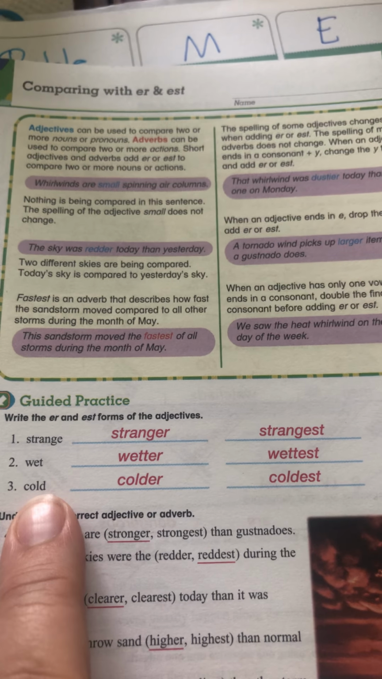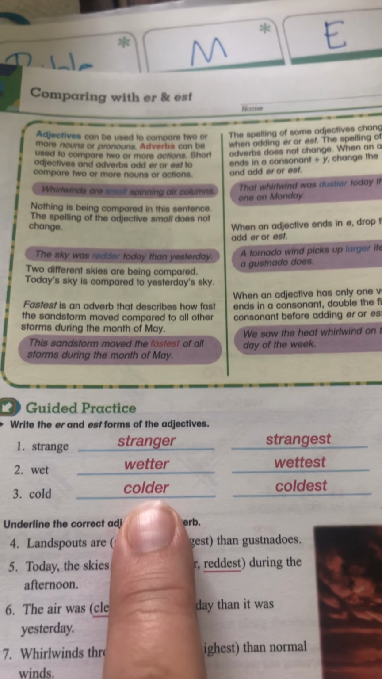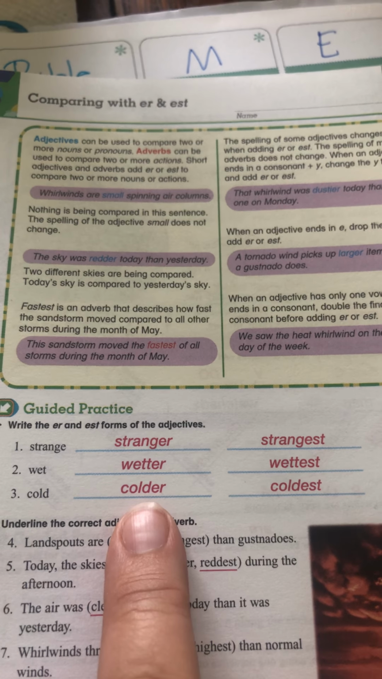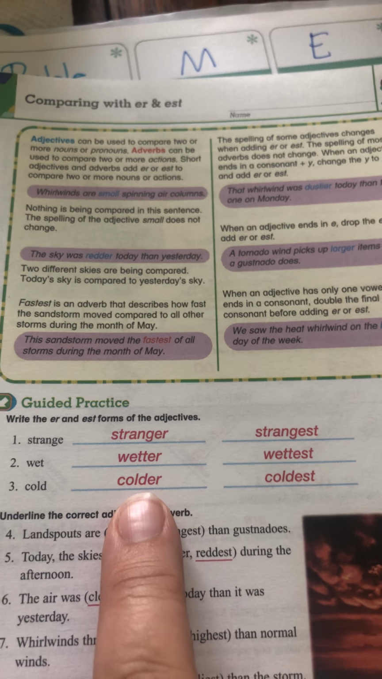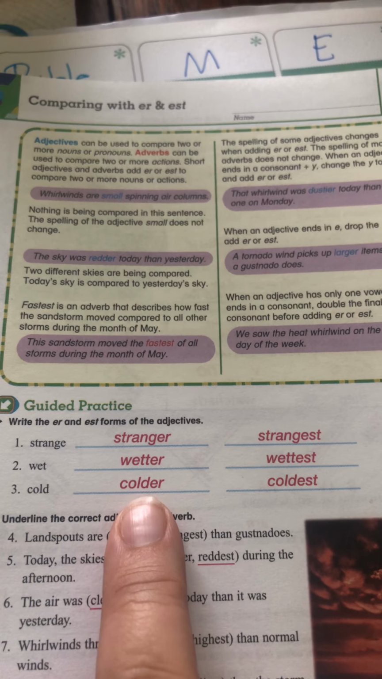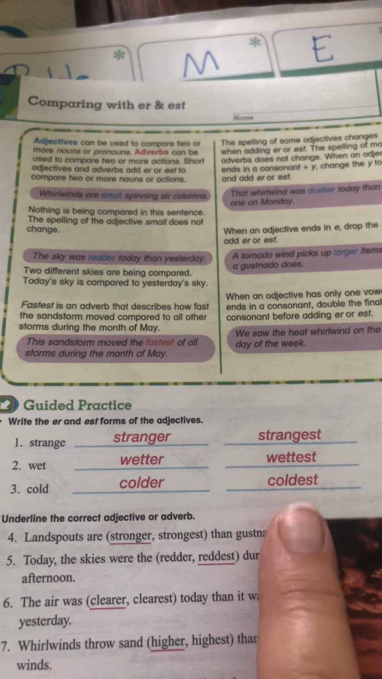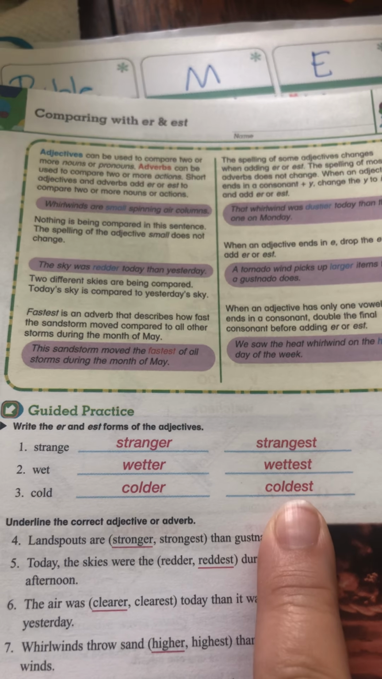And here the word cold. Well, cold doesn't have any special rules, so if you're comparing two things, you say colder. I might say that January is colder than December. Because I'm comparing January and December, I use ER. Here we have coldest. I've just added EST.